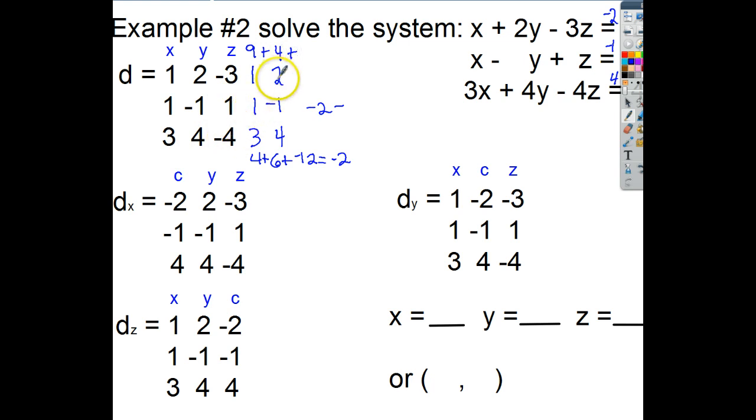Negative 4 times 1 times 2 is negative 8. We have 13 and negative 8, which is going to be a positive 5. So we subtract 5 and we get negative 7 for our answer for D.